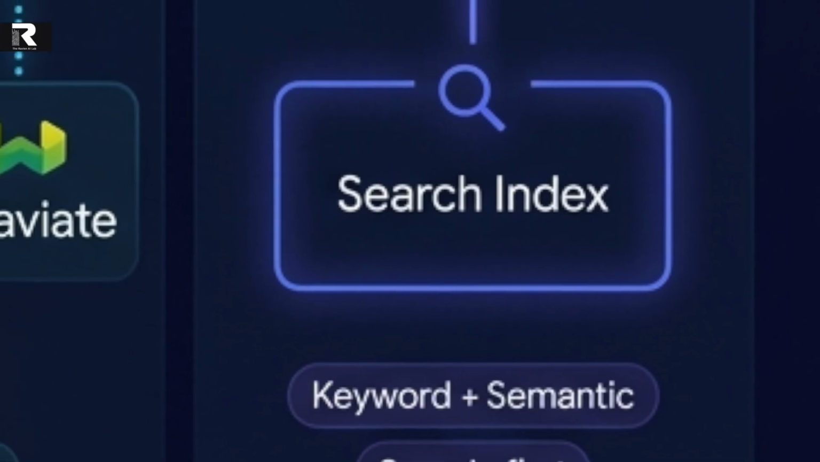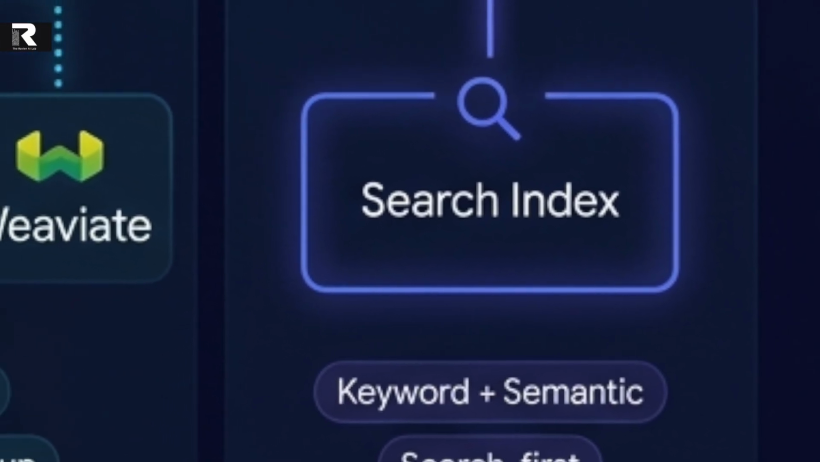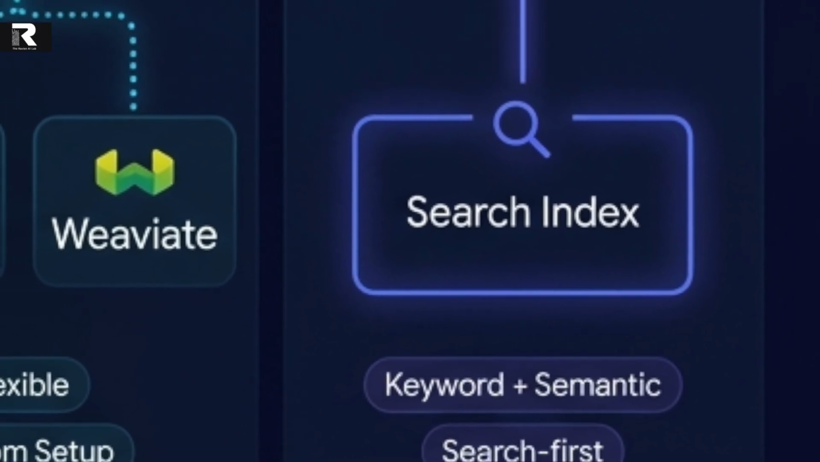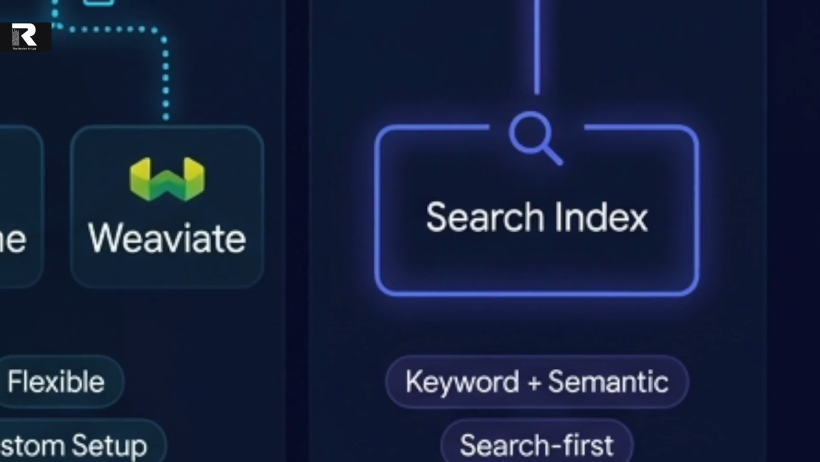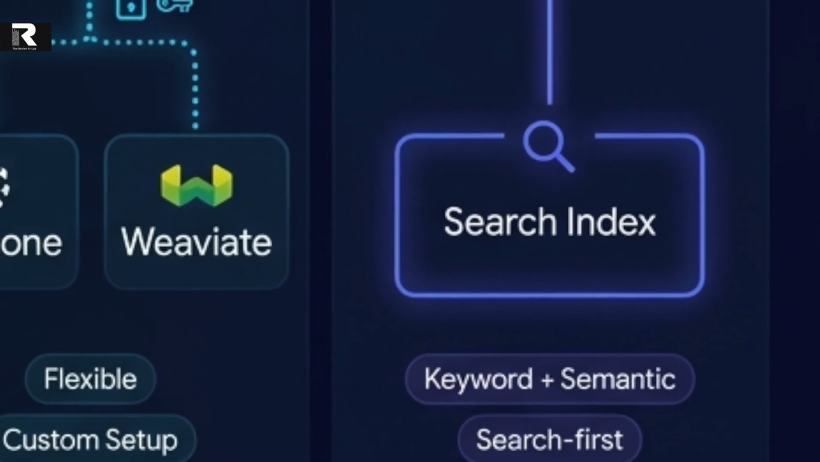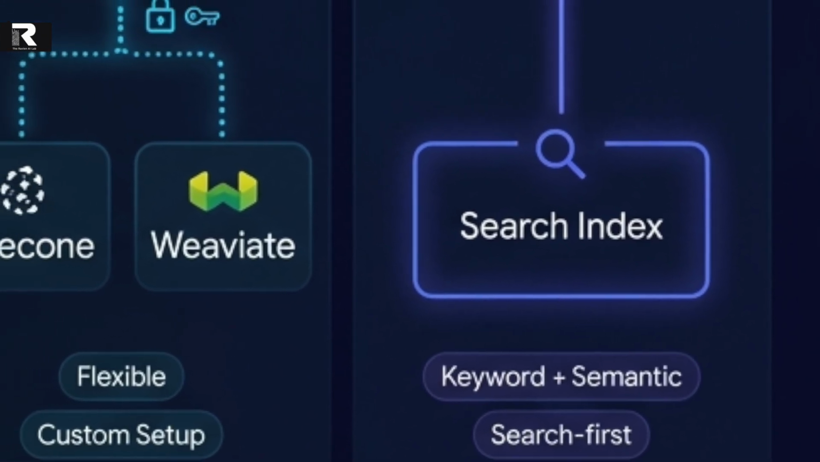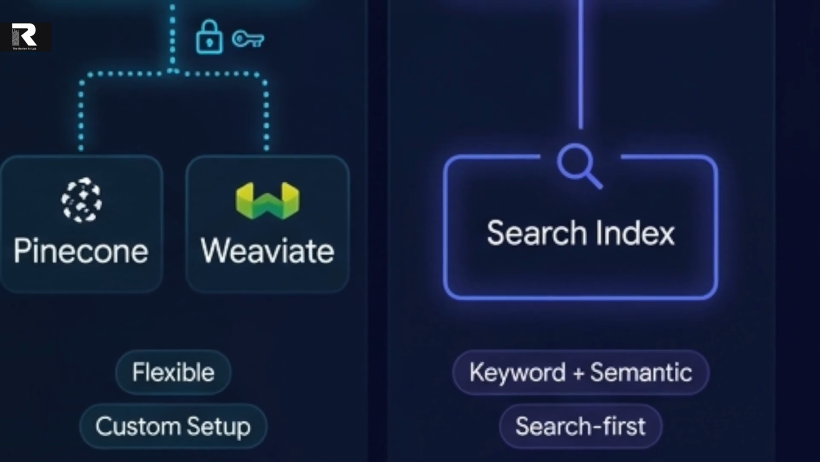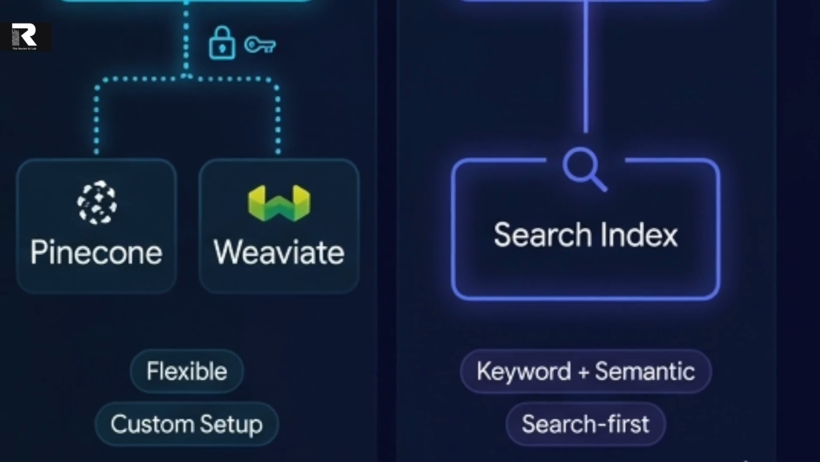Built for enterprise search experiences. Leverages Google quality search infrastructure. Unlike vector databases, this approach is search first, not embedding only. Best suited for document-heavy search applications, enterprise knowledge bases, scenarios where keyword relevance matters.